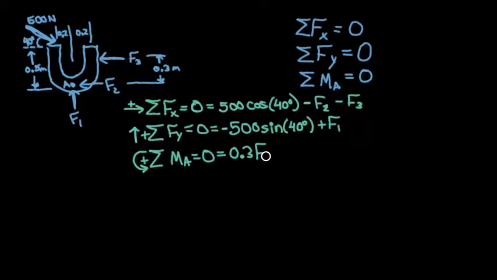So 0.3 times F3. And then both the x and y component of this 500 Newton force are going to provide a moment. So we'll start with just the x component. So remember, this was 500 cosine 40 degrees. So we follow this x direction and then loop around A. You see that we're going in a clockwise direction, so this is going to be a negative moment. And the perpendicular distance would be 0.5 meters. So negative 500 times cosine of 40 degrees times half a meter.